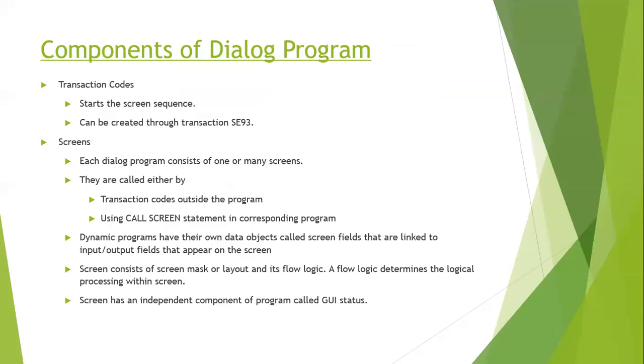Now, what are the components of a dialog program? First will be a transaction code. As I told you, a module pool program cannot be run independently. Like if you create any report program, you can execute it directly over there. But a module pool program you cannot run independently. For that, you need to have a transaction code. Got it?